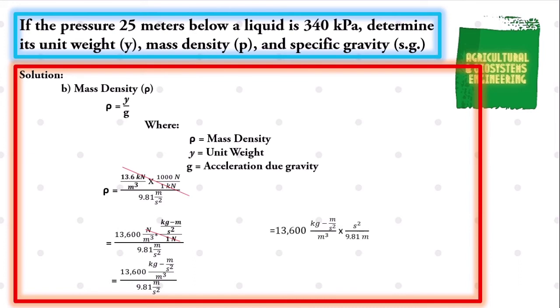We know that this is just the same as multiplying 13,600 kg meter per square second per cubic meter times square second per 9.81 meters. Meter unit will be cancelled out. Also with the square second. We multiply and we have a final value for our mass density to be 1386.3405 kg per cubic meter.